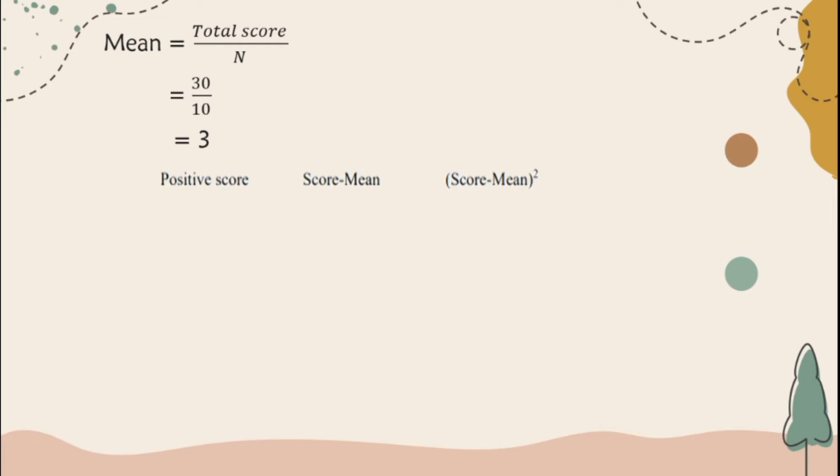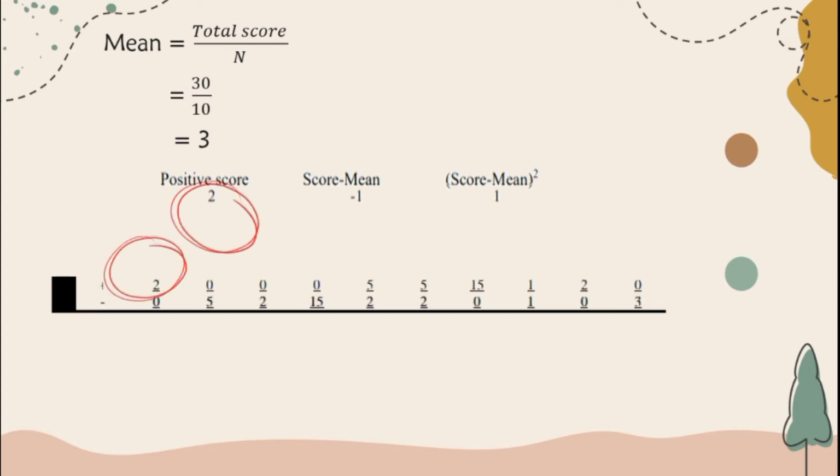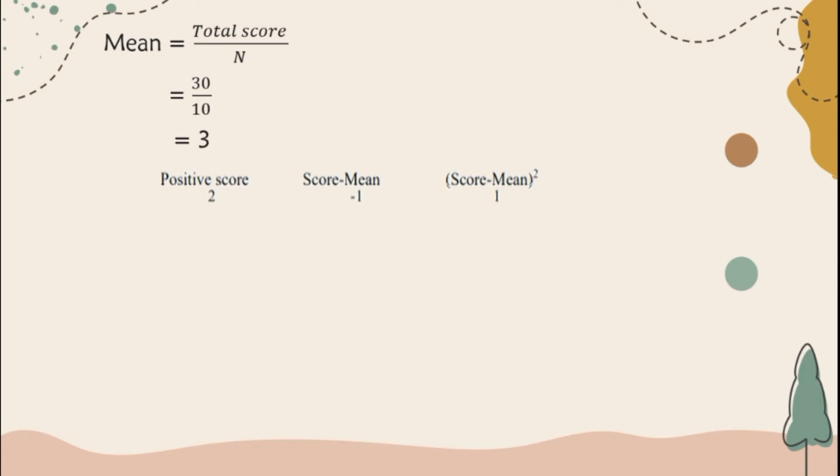First column is the positive scores of the students that are being surveyed. The positive score of student number 1 is 2. The next column is score minus mean, which is 2 minus 3, equal to negative 1. The last column is score minus mean squared. Therefore, negative 1 squared is 1. And the students 2 to 10 have the same process.